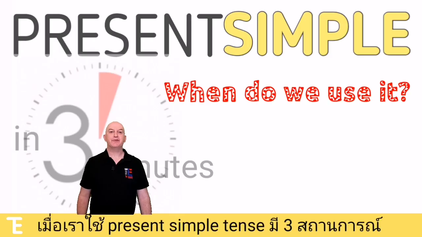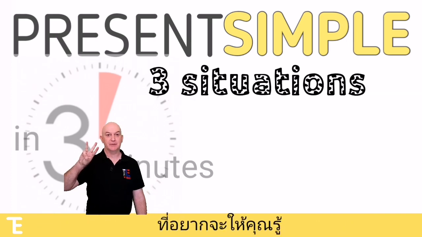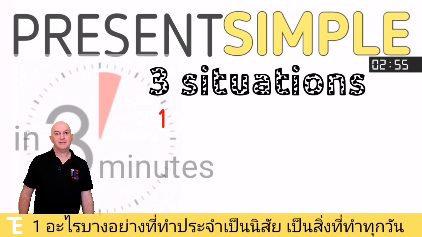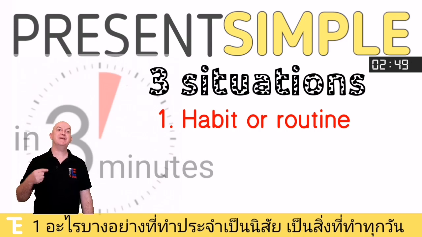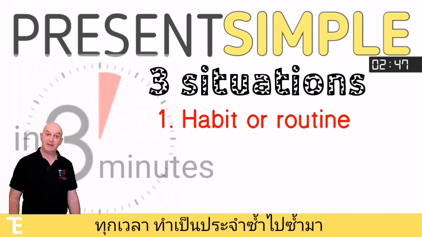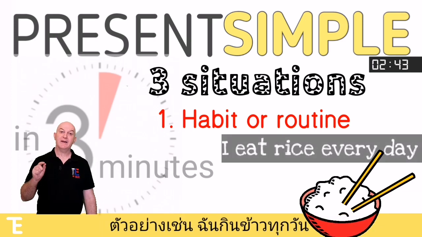When do we use present simple tense? Well, there's 3 times that I want you to know. First, something that is a habit or routine, something that we do every day, every time, a repeated action. For example, I eat rice every day.